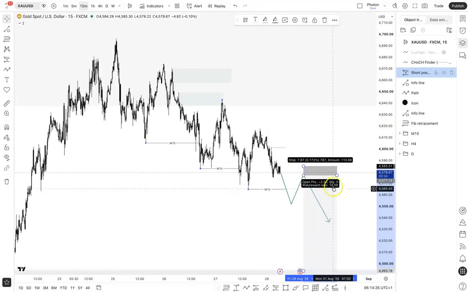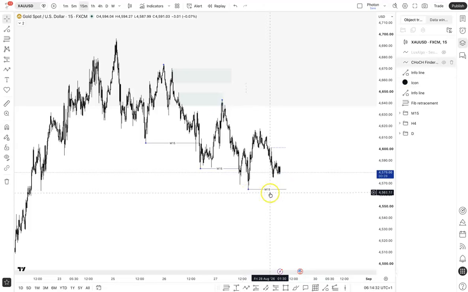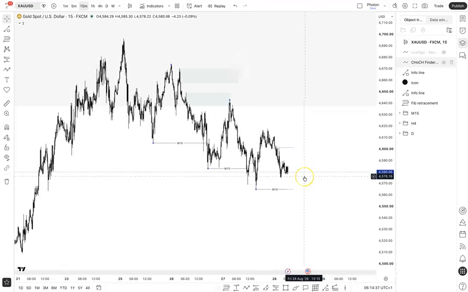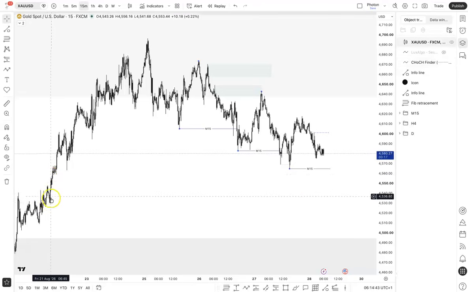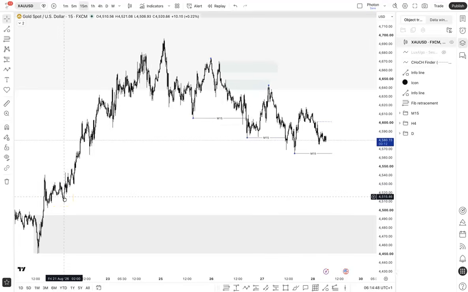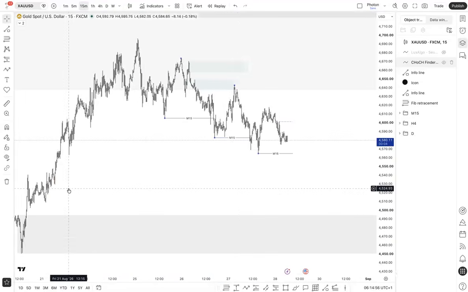Unlikely that I would ever take this, but yes, as soon as a break in structure happens over here, I would definitely be interested in looking for shorts. Those shorts would be, again, maybe a 1:2, or I would look over here if there is any kind of a demand zone where the price is going to get attracted to, then yes, I would look at going there. But as of now, this is what my outlook is.